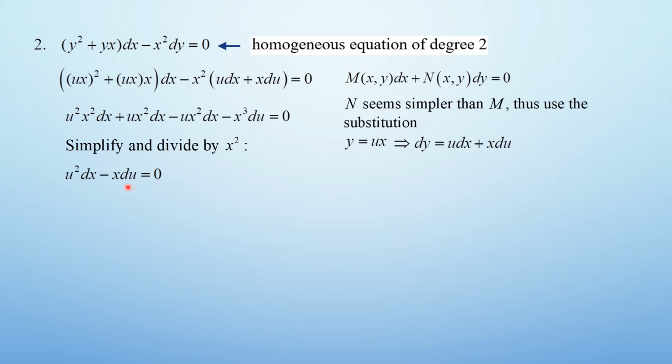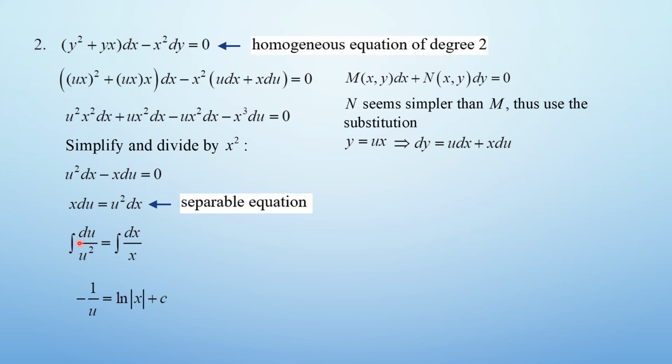Now shift one of these terms to the right side. x du equals to u squared dx, and it is very obvious that this equation is a separable equation where we can easily separate the variables u and x. So notice that originally we are given a homogeneous equation, but after we have performed this substitution, the homogeneous equation has been transformed to a separable equation. Now let us separate the variables. Okay, we get the integration of du over u squared equals to integration of dx over x.